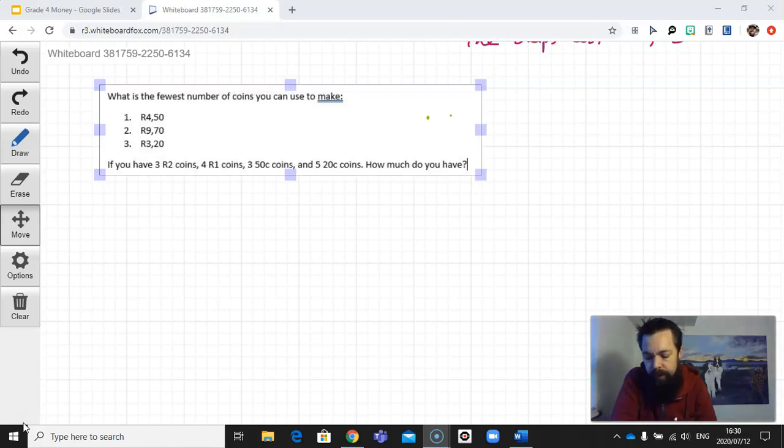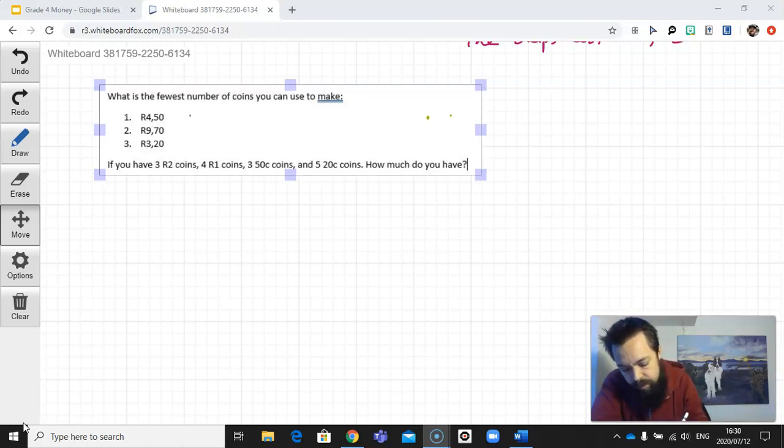If you'd like a little longer to work it out, then just pause your video, and when you're ready, you can start it again. Right, well, we can't use a 5 Rand coin because that's too much. So we have to use 2s or 1s. To make up the 4 Rand, the easiest thing is to use 2 Rand coins. So the question is, what is the fewest number of coins? It doesn't ask you what they are, but let's have a look.